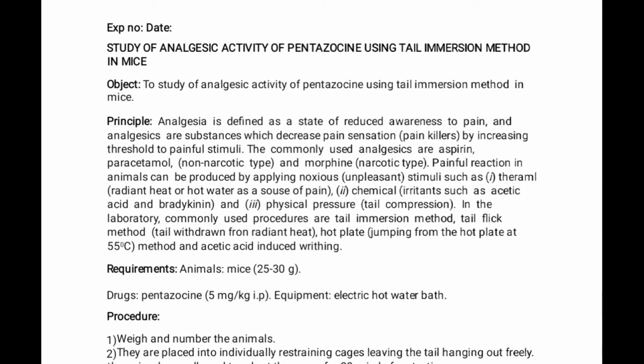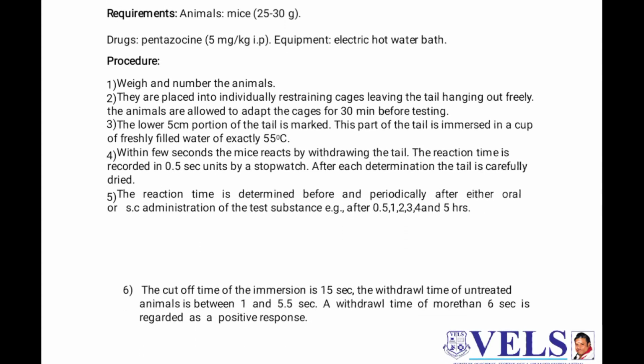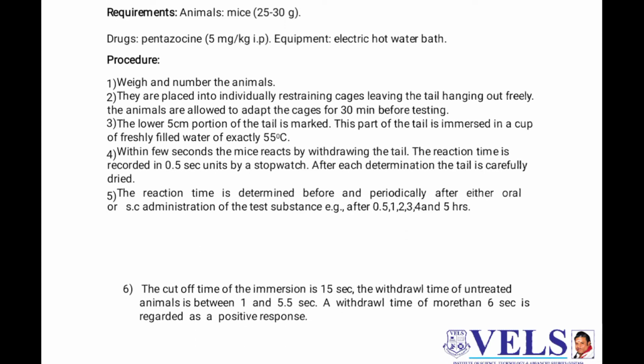Next we are going to see the hot plate method or hot thermal method. The first one we are going to discuss is the tail immersion method. As already said, for thermal induced pain we can use radiant heat, hot water or a hot plate. Here we are going to use hot water. The animals we are going to use are mice of 20 to 30 gram. We can use either a non-narcotic or narcotic agent. Pentazocine can be used at 5 milligram per kg intraperitoneally. Hot water is used for inducing the pain.